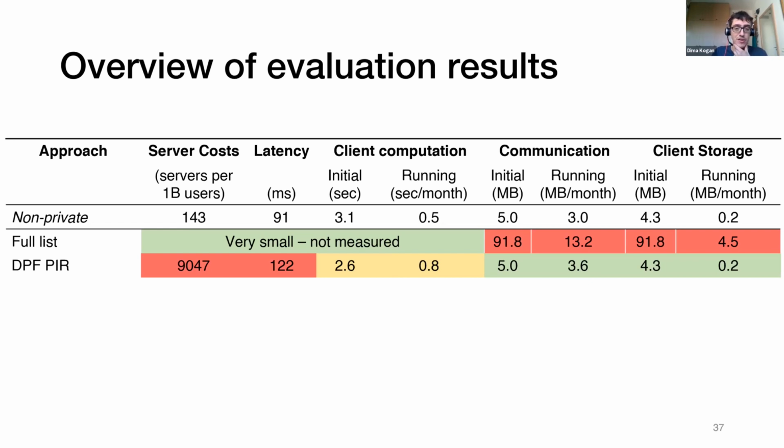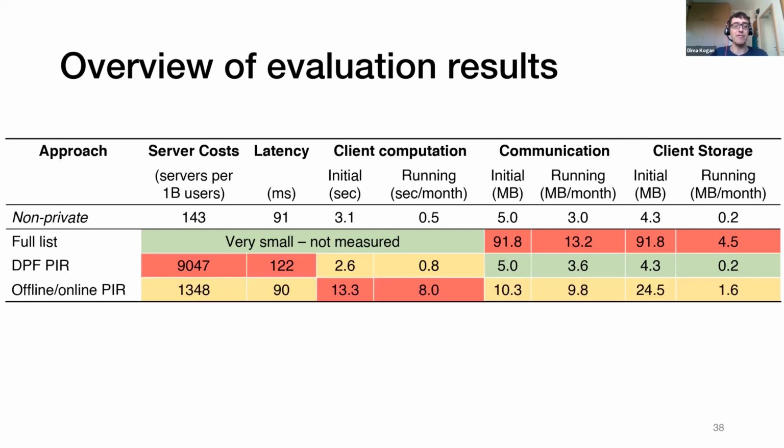The second approach is to use the classic standard online only PIR, such as the one from distributed point function. Here, it's actually very efficient in terms of communication and in terms of client storage, and not too bad in terms of client computation, but this is very expensive for the server. This goes back to this linear server time that I mentioned that all those classic PIR protocols have. And finally, we have our new approach, the offline online PIR, that balances the server costs and the communication and the client storage. However, we have the higher cost in terms of client computation.